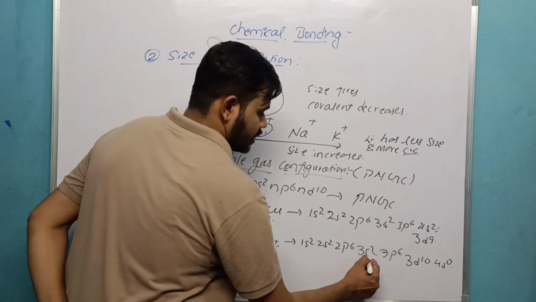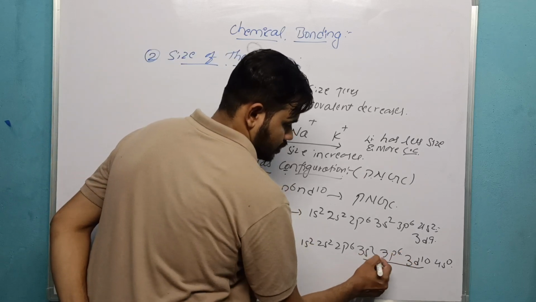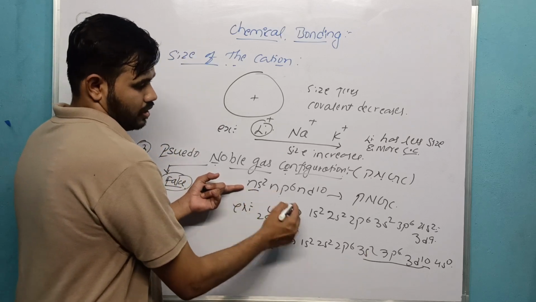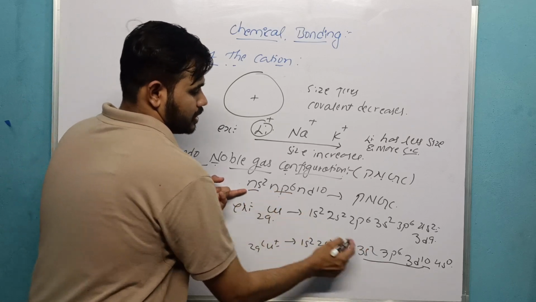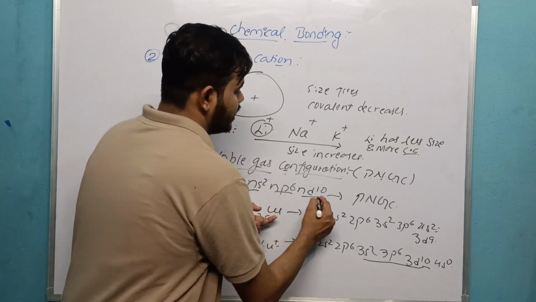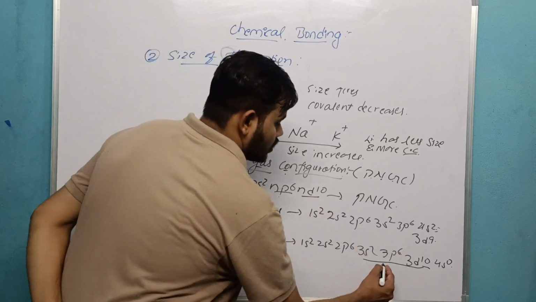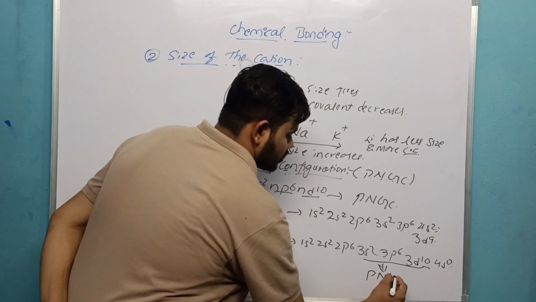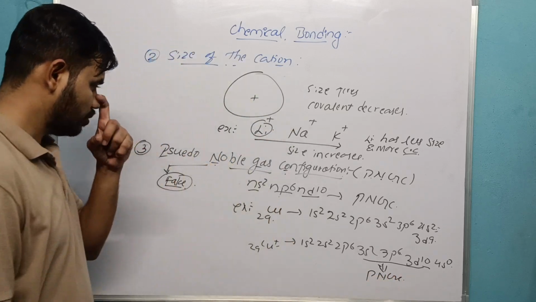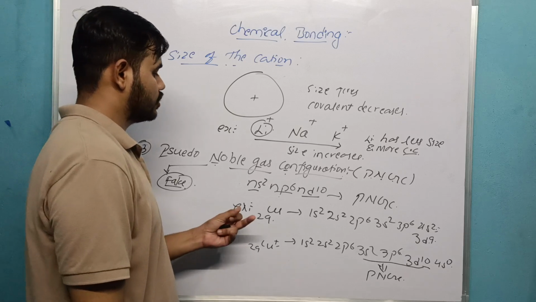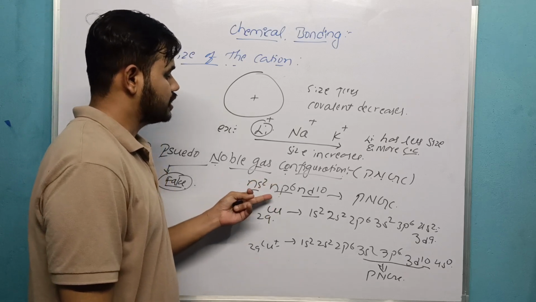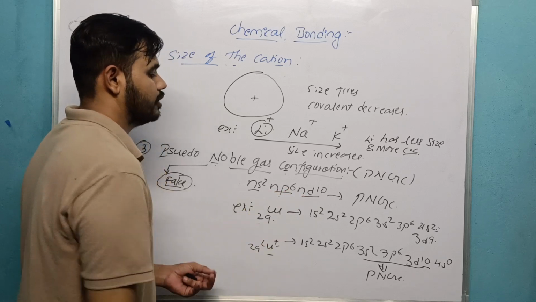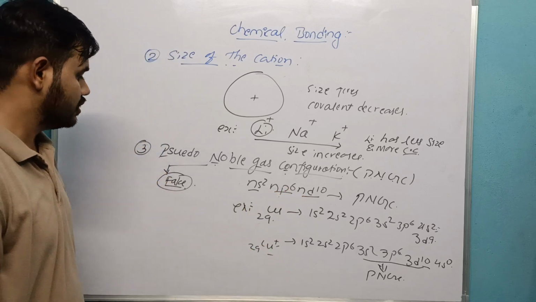See here 3s2, 3p6, 3d10. It looks like ns2, np6, nd10. This is called pseudo noble gas configuration, which means the outermost shell should be ns2, np6, nd10. This is one example for pseudo noble gas configuration.